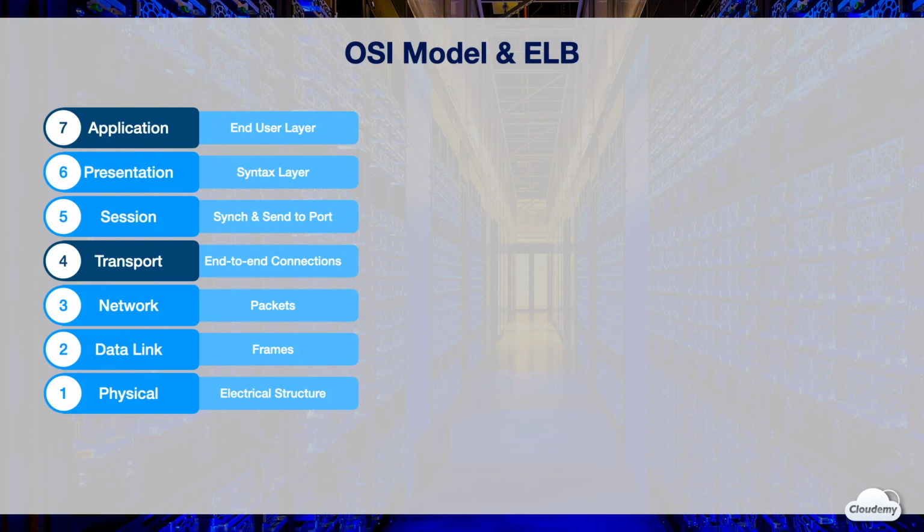Layer 3 is the network layer that moves data through other networks. Layer 2 is the data link layer that moves data into and out of a physical link in a network. Layer 1 is the physical layer that transports data using electrical signals.